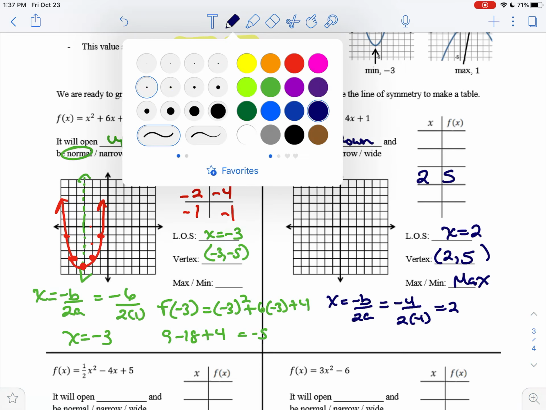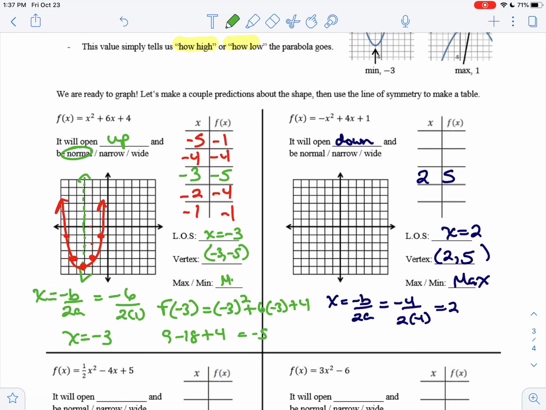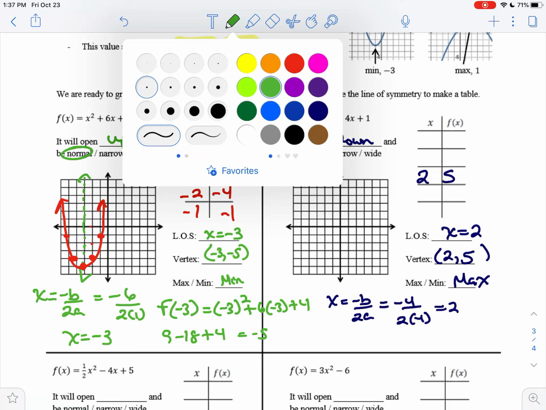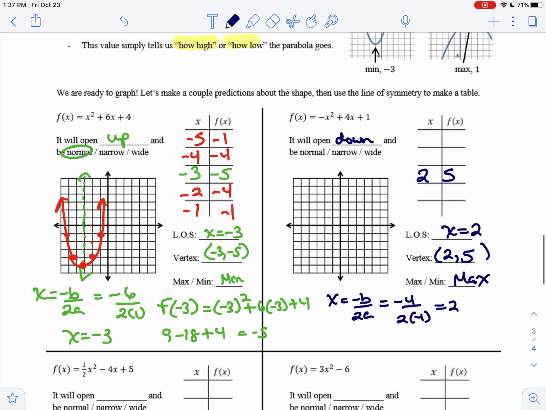Okay. And this graph is going to open down because it has a negative a value. So that means 2, 5 is going to be a max. Whereas over here, our negative 3, negative 5 was a min because it was the lowest point of the graph. Now we'll pick numbers around 2, so 3 and 4, 1 and 0. We could plug those numbers in, we'll have a good graph. Okay, if you put 0 in, we'll get 1 out. So we'll get 1 out when you put 4 in. If you put 1 in, you're going to get 4 out. So if you put 3 in, you will also get out 4.